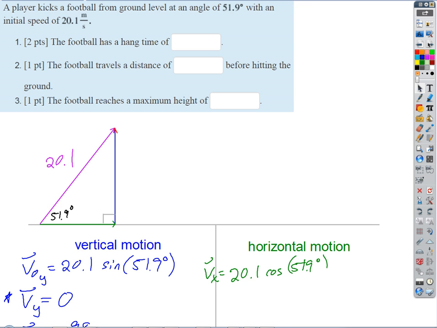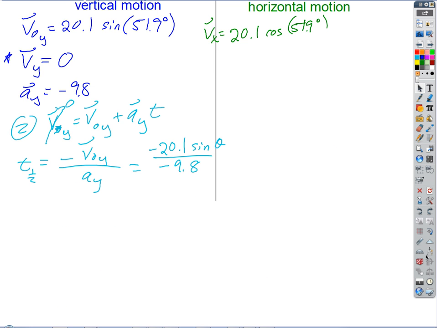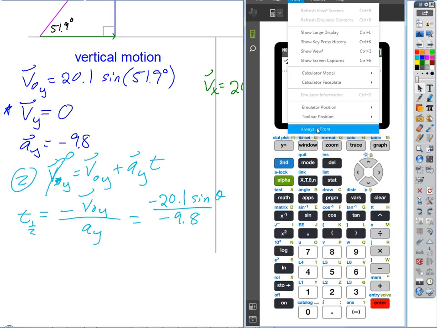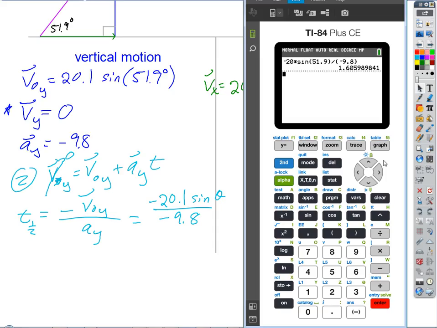3 sig figs. Yeah. Why is it negative? Because this is all equal to 0. So what do we have to do to isolate the t? We have to subtract that to this side and then divide by a. Right? Everybody agree? Okay, and so we get, to 3 sig figs, 1.61. Okay, so let's put that one in there.